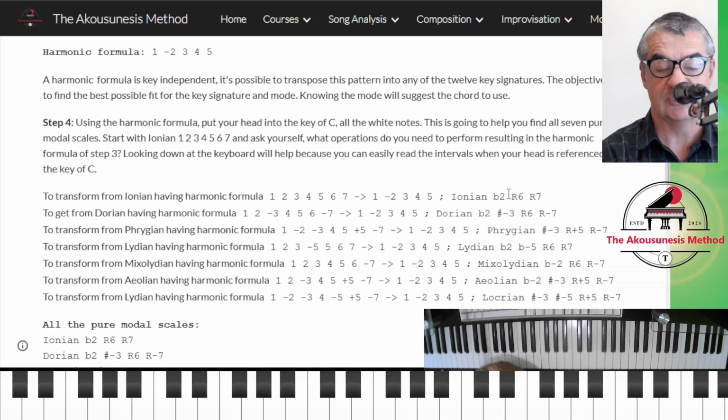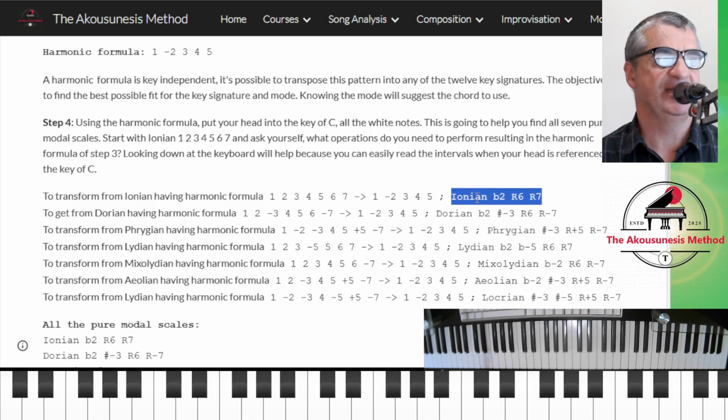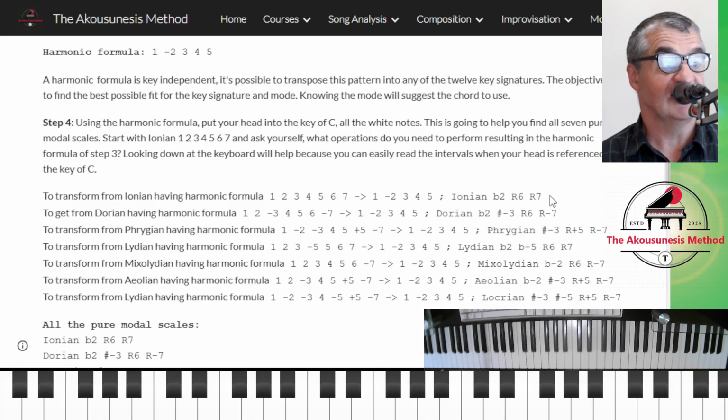So we've got 12 options to put that pattern into. Remember, this pattern is key independent. This is called a pure modal scale, and it's also key independent. All right, so that's one option.